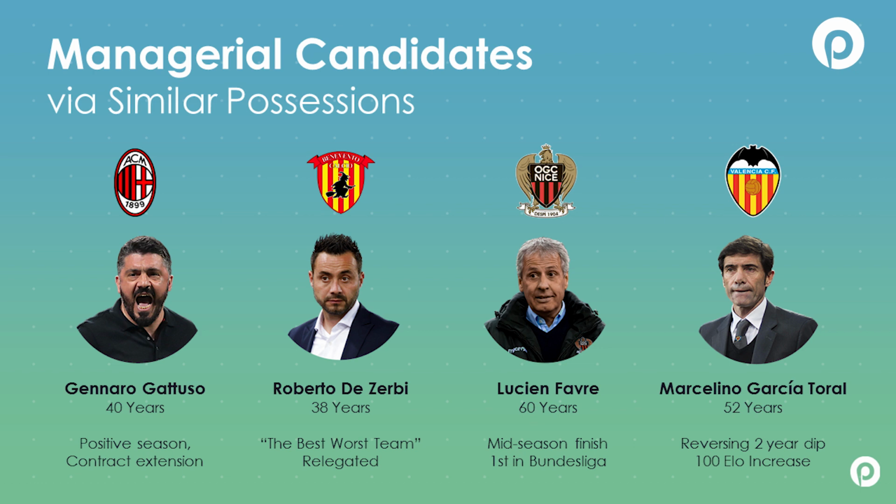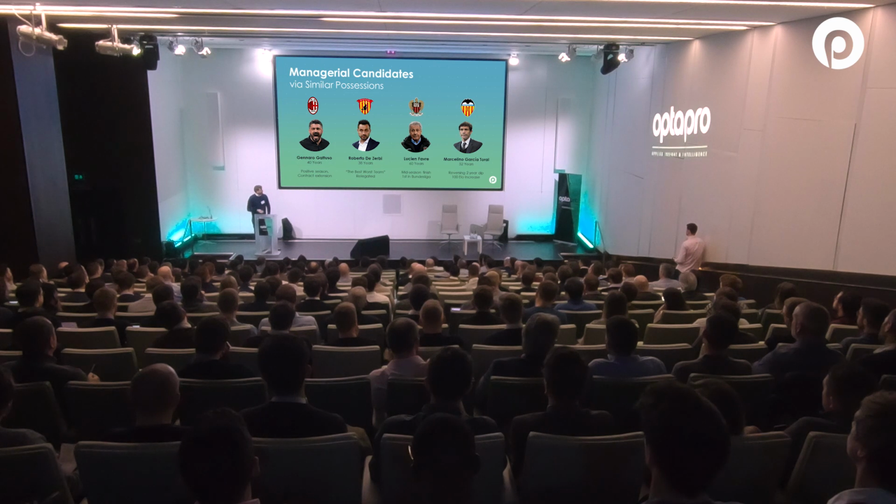Gattuso. He's had a pretty decent season. Last year his contract was extended. They're in an okay position in the table. So there's one option. Roberto De Zerbi. They were actually relegated from Serie A, but he was being quoted in the news as being the best, worst team around. He was lauded for his attempt to play good football, even though they were relegated.